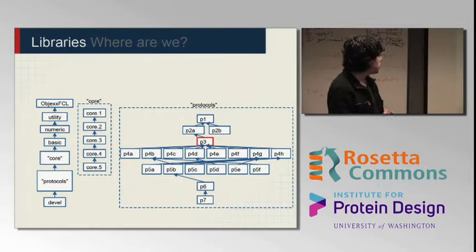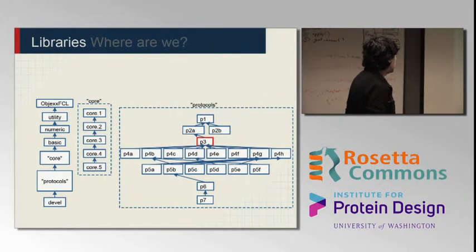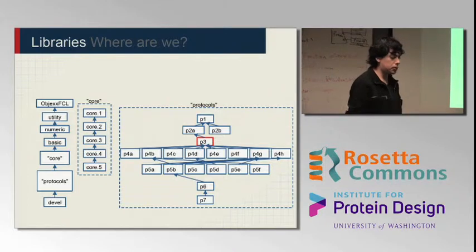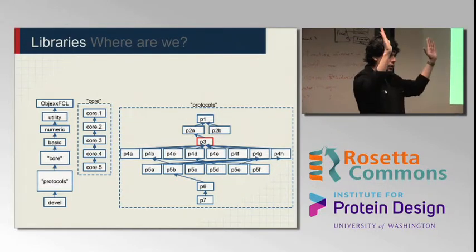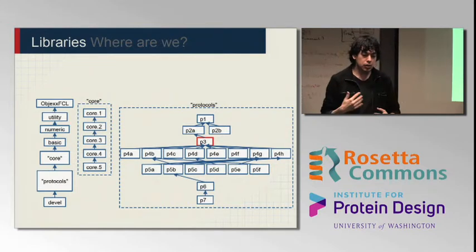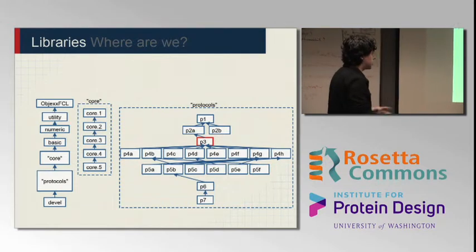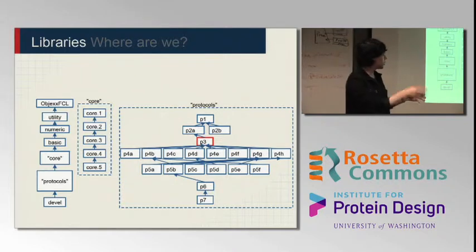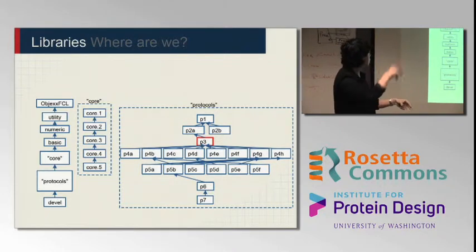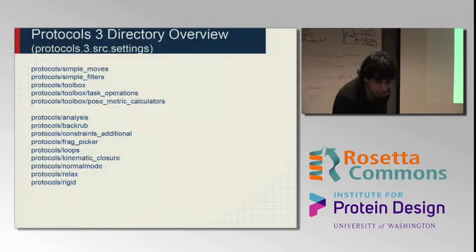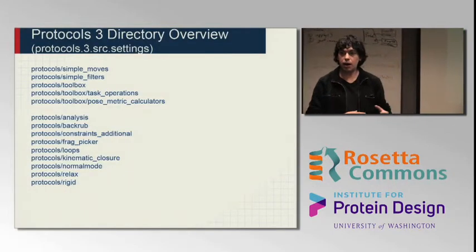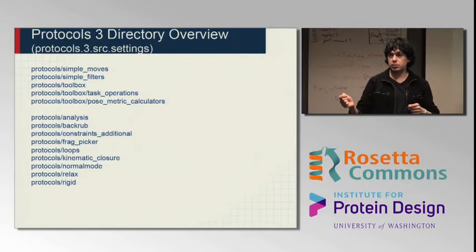But due to this, the problem is, let's say that you want to write a protocol that uses all the other protocols that exist in Rosetta. That means you will need to create a new layer of protocols that is able to call all the things that are before it. So now we are in Protocols 3, where things start to get interesting, because it can call other protocols, and it can call everything that is in core, basic, numeric, utility. And now it gives us the power to start cooking with Rosetta, not simply applying independent movements to macromolecules.